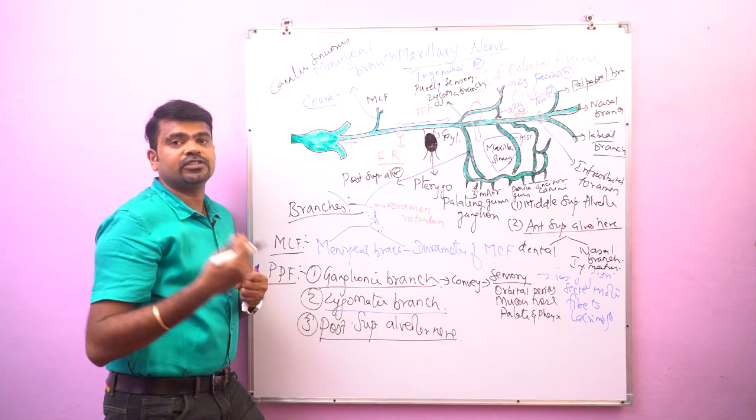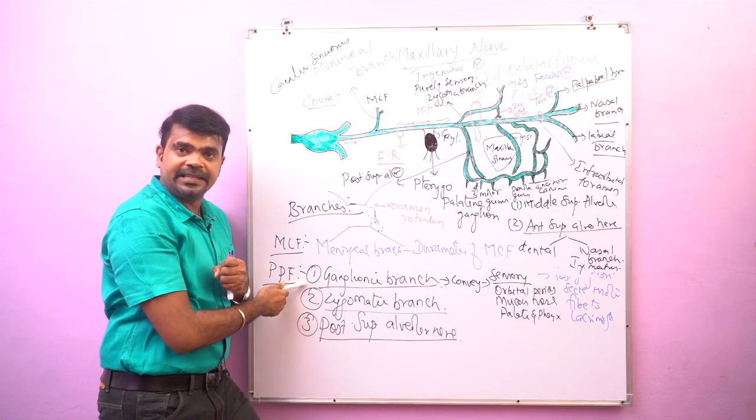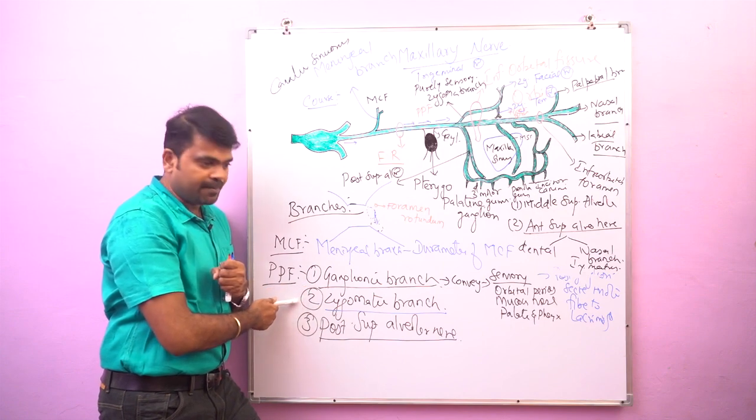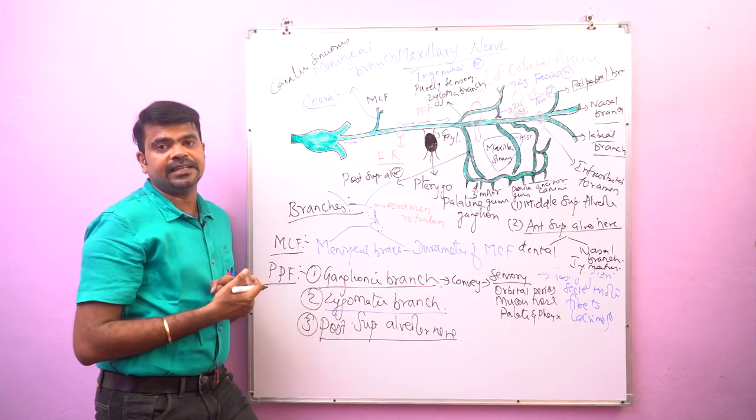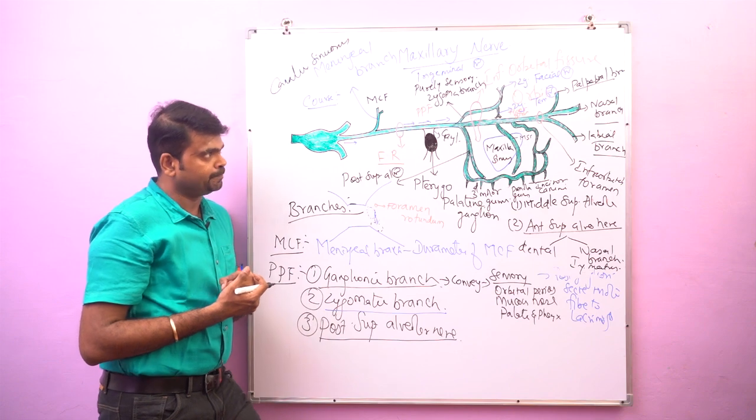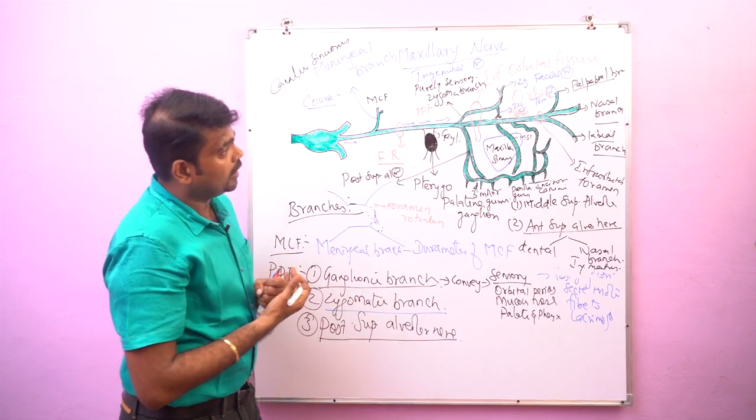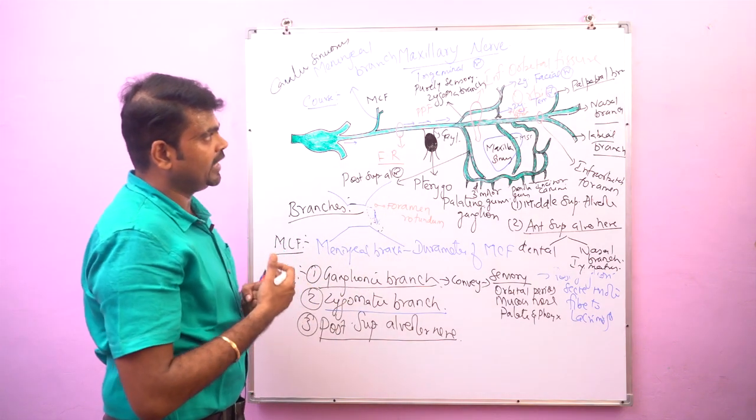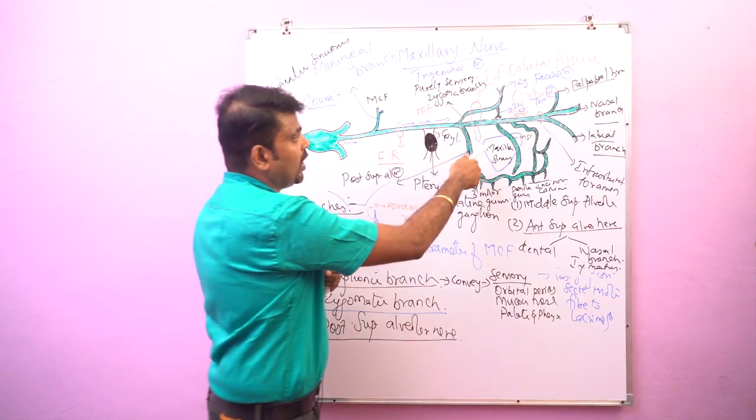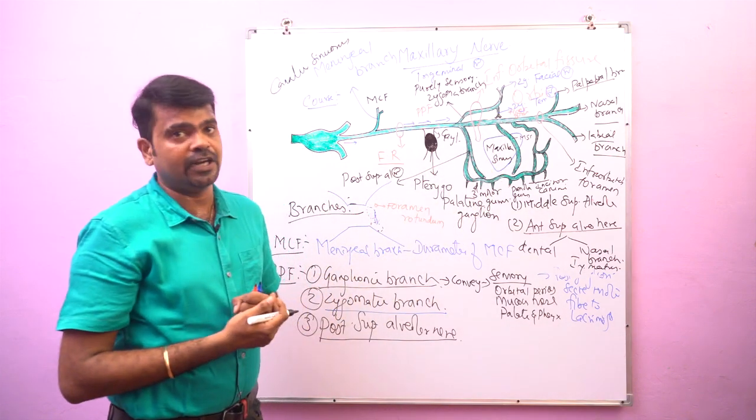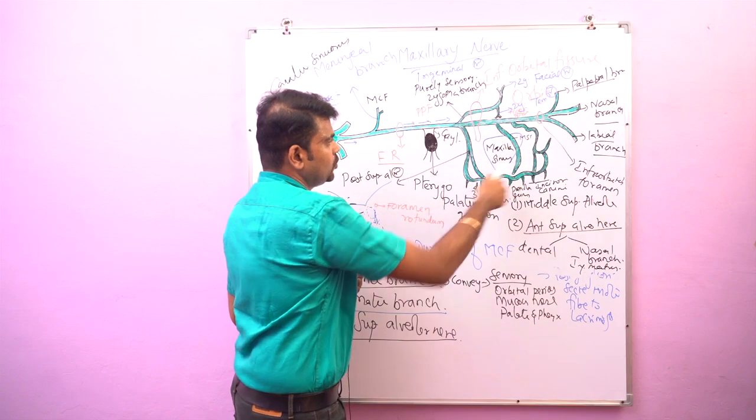In the pterygopalatine fossa, it is going to give rise to 3 branches. Number 1 will be the ganglionic branch. Number 2 will be the zygomatic branch. Number 3 will be the posterior superior alveolar nerve. In the orbit, it gives rise to 2 branches. Number 1 will be the middle superior alveolar nerve and this is the anterior superior alveolar nerve.